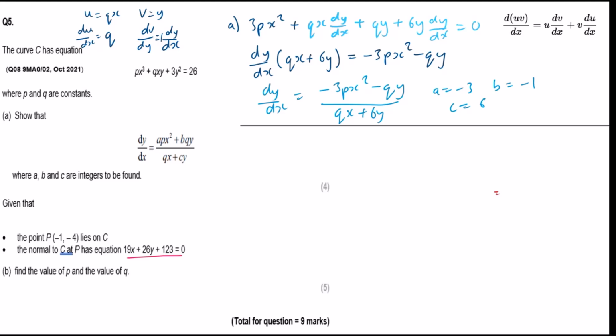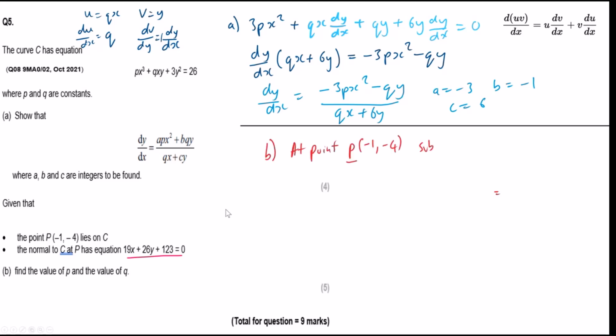Now, think about this. You've got this point, it lies on C, Anastasia. The normal to C at P has this equation, so it's at the same point. So what we can do is, you've got to remember, dy/dx is our gradient function, so we can find the gradient of the tangent if we substitute -1 and -4 into here. And this is what students will find tricky, the part B part.